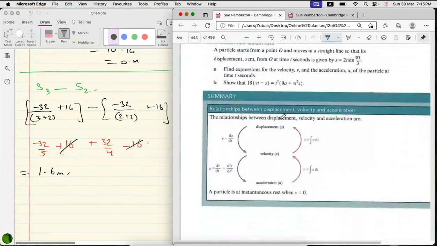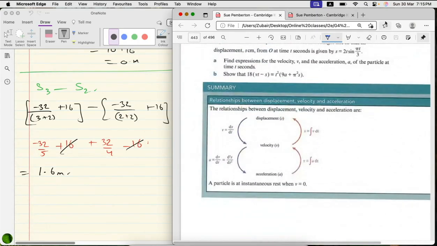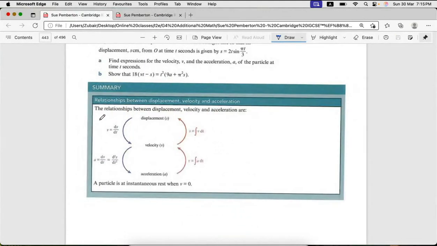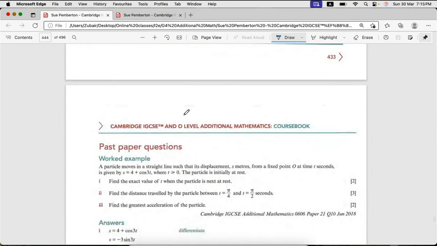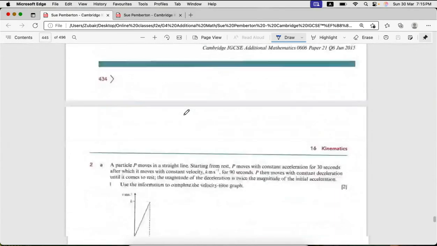So let's have a quick look at the summary to see if we covered everything. Relationship: differentiating displacement gives velocity, differentiating velocity gives acceleration, and the reverse is integration. And yeah, that's it. No other summary, just practice questions.